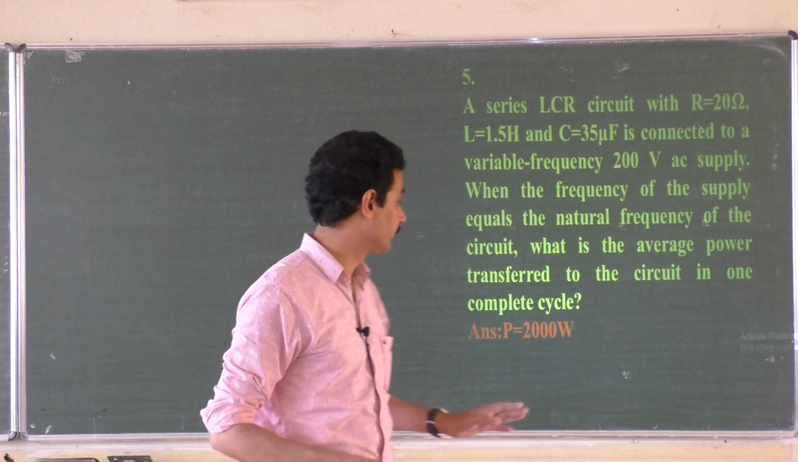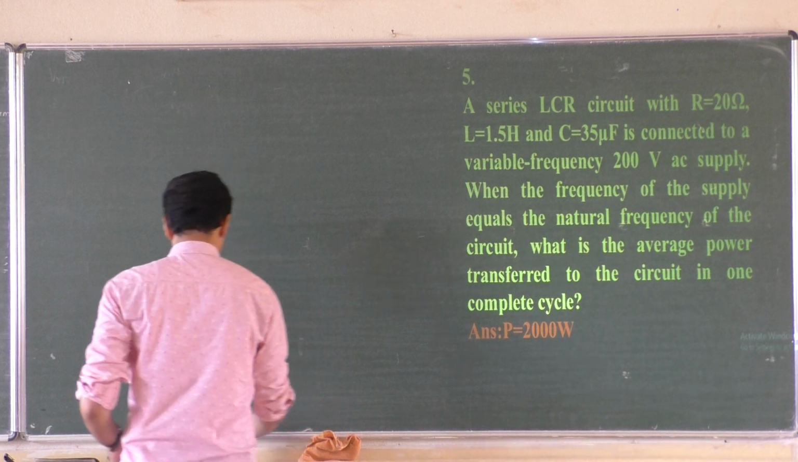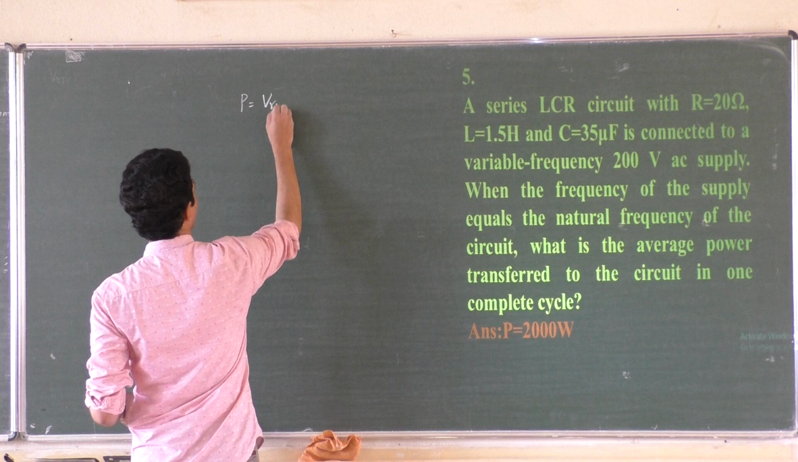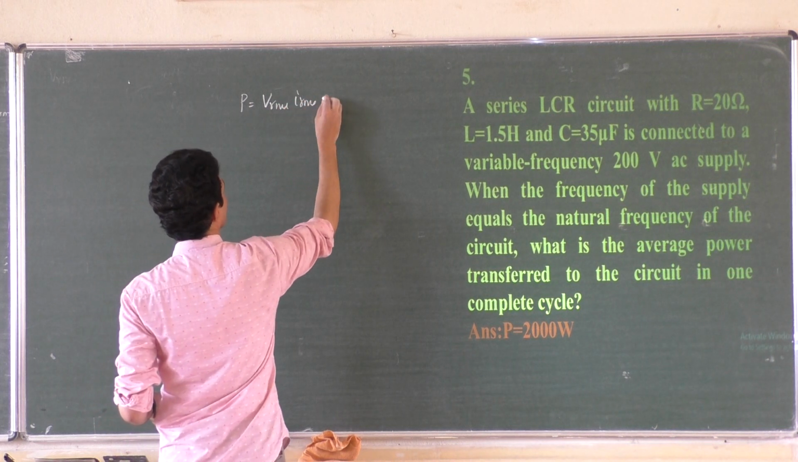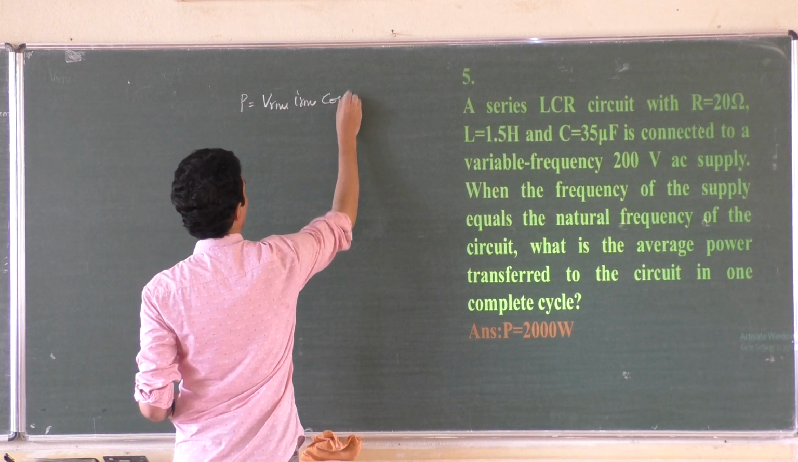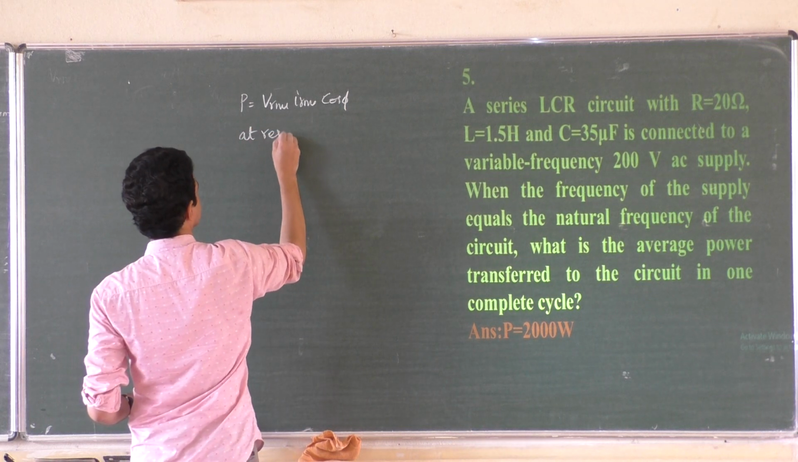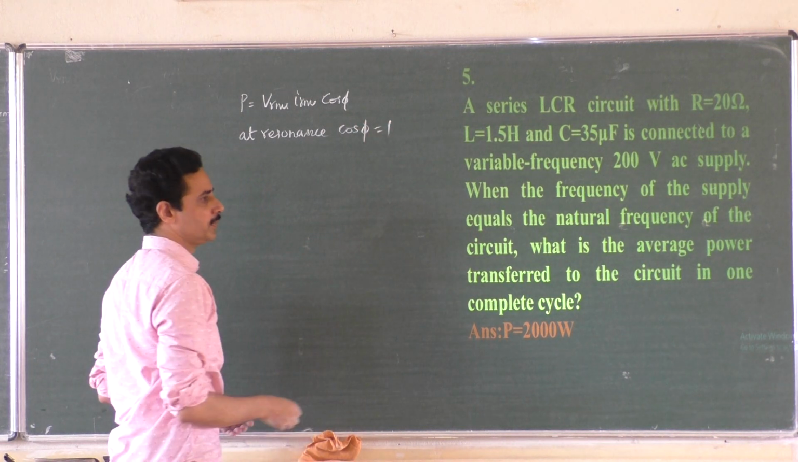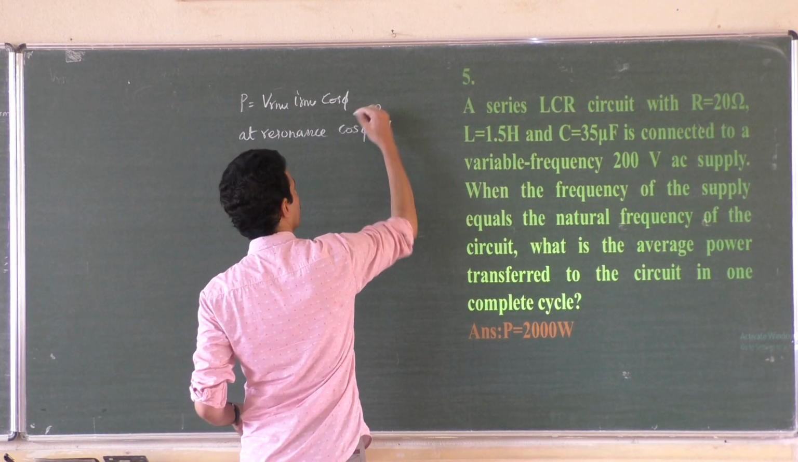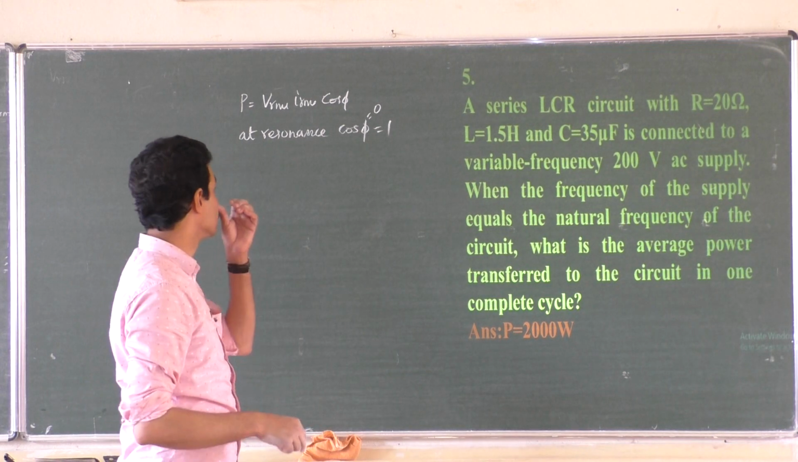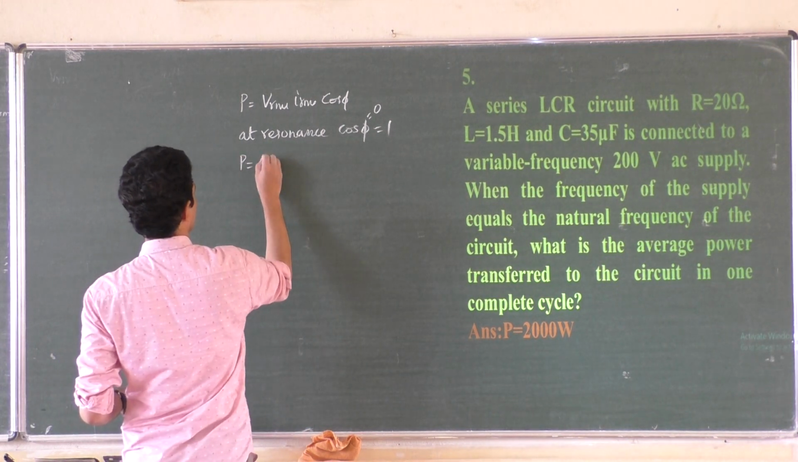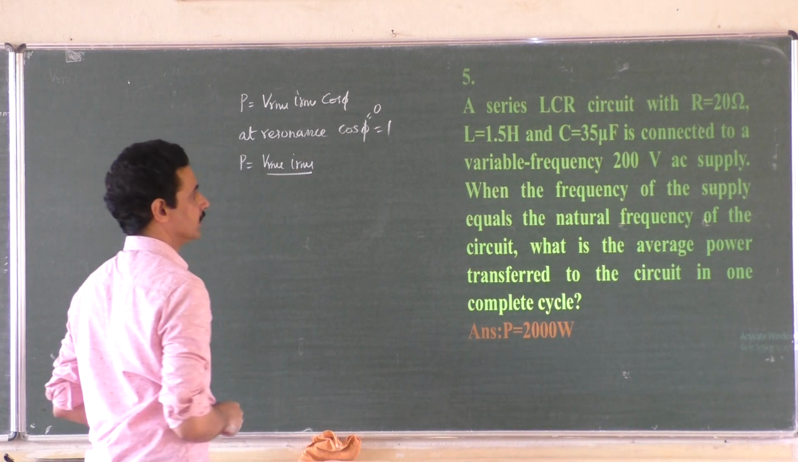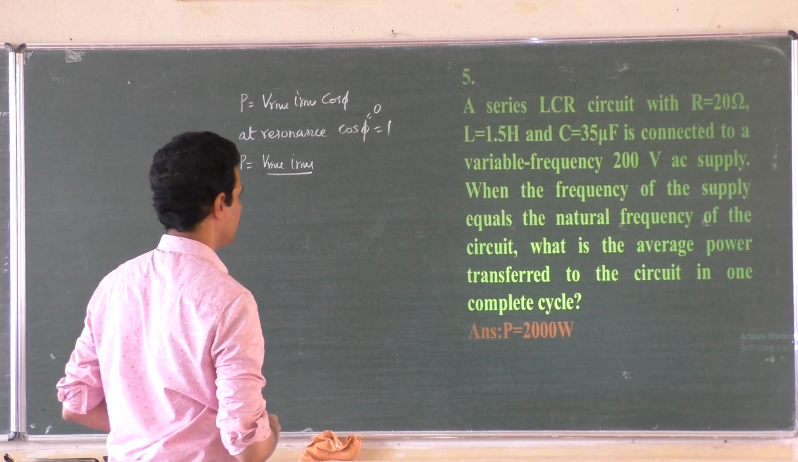VRMS into IRMS is enough for us. Power is equal to VRMS into IRMS into cos phi. At resonance, cos phi is equal to 1 because it is purely resistive, because phi is 0. So power dissipated at resonance is VRMS into IRMS, right? That's all. So how to find out that VRMS and IRMS?